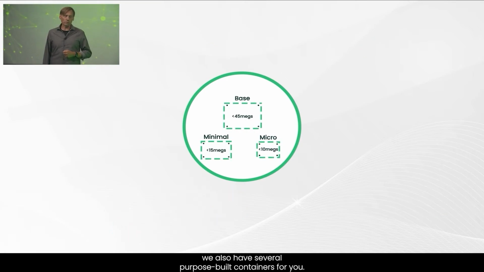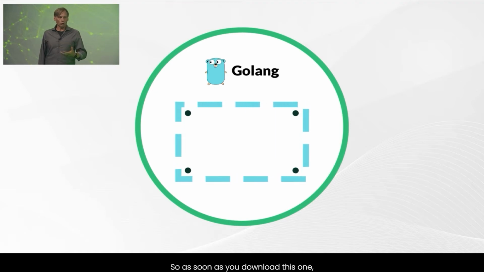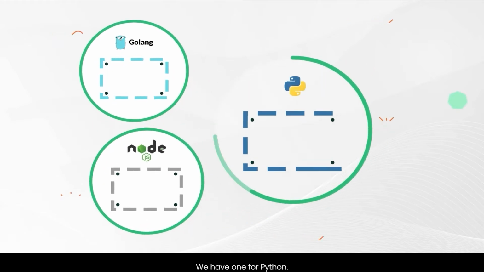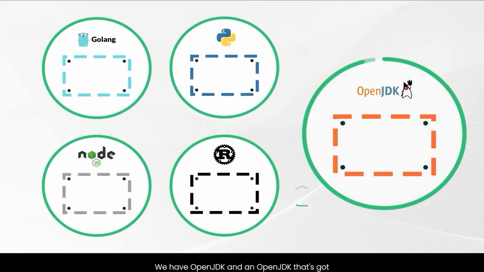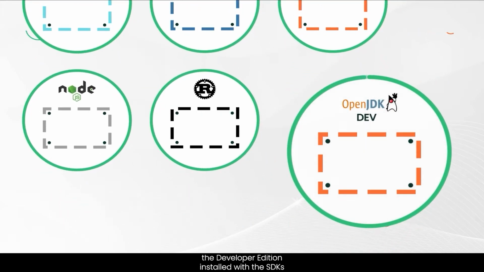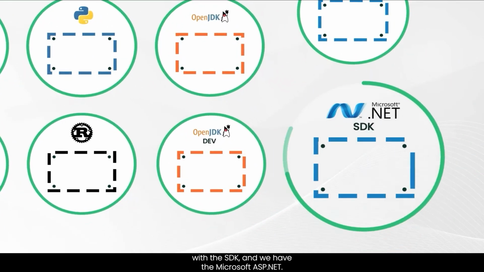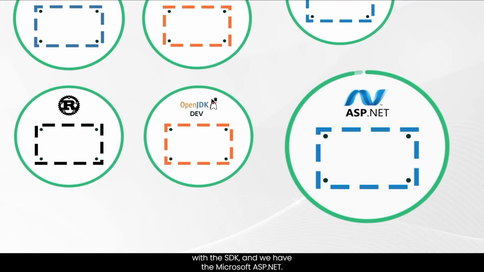Now, not only do we have these containers that just start with a clean operating system, we also have several purpose-built containers for you. For example, we have one with Golang. So as soon as you download this one, you have Go up and running. We have the same for Node.js. We have one for Python. We have one for Rust. We have OpenJDK and an OpenJDK that's got the developer edition installed with the SDKs, and several flavors of Microsoft. We have Microsoft .NET, we have the Microsoft .NET with the SDK, and we have the Microsoft ASP.NET.